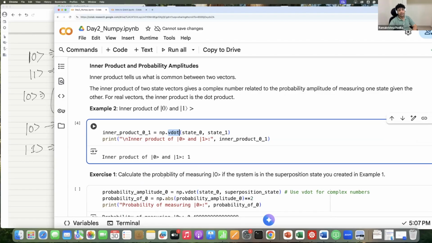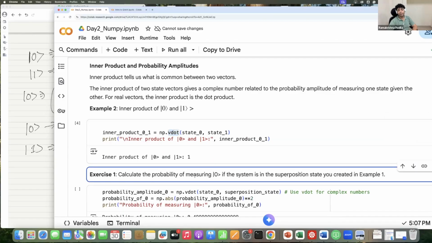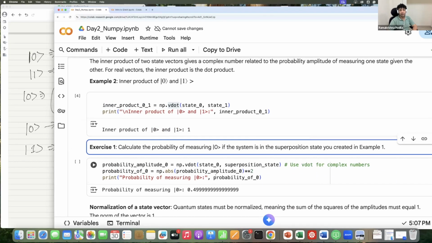So then the exercise is to calculate the probability of measuring 0 if the system is in the superposition state we created in example 1, right? So we do state 0 and then the superposition state. We are taking the inner product with state 0, right? The superposition state is 1 over square root 2 times 0 plus 1.